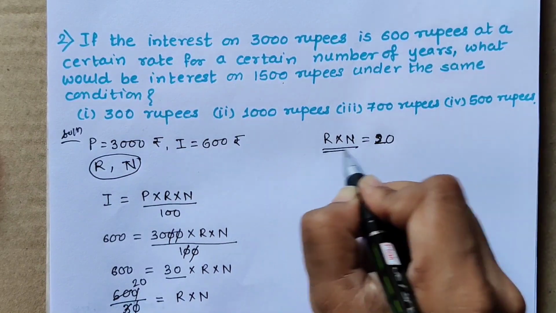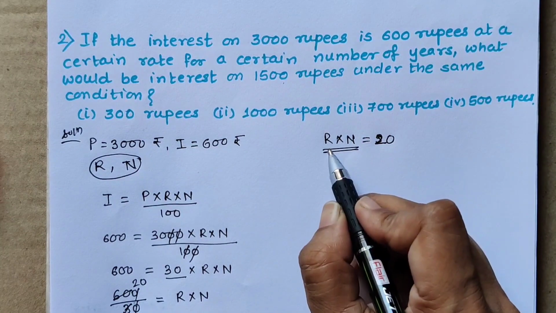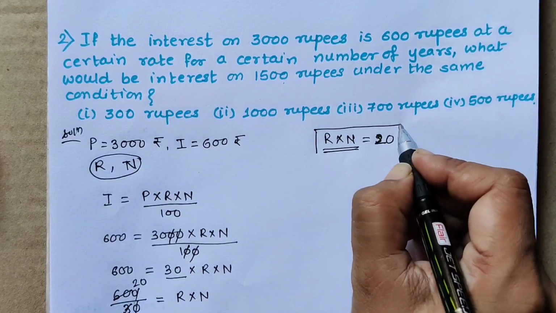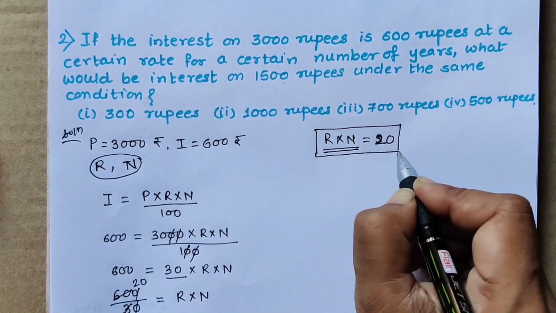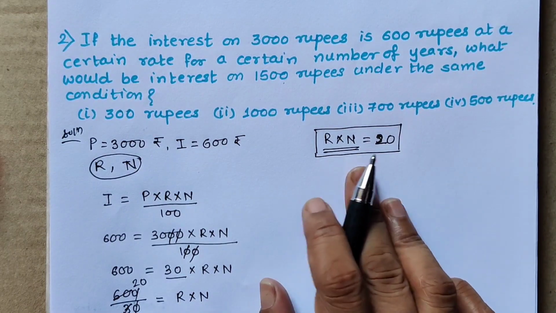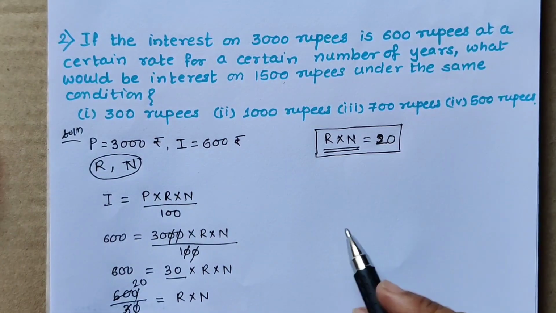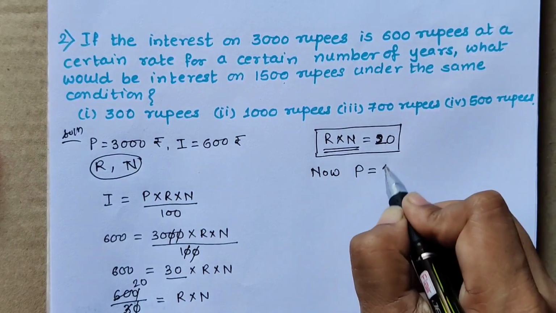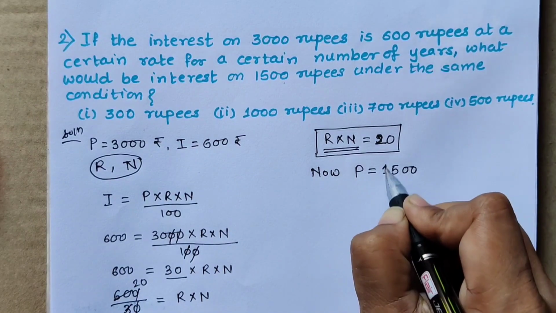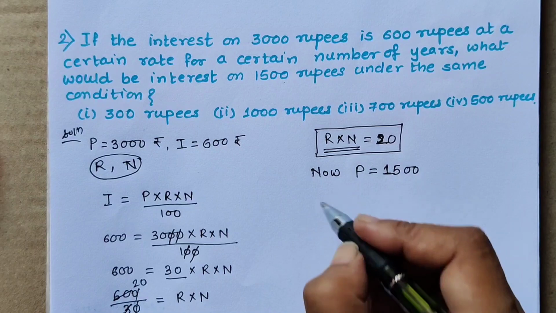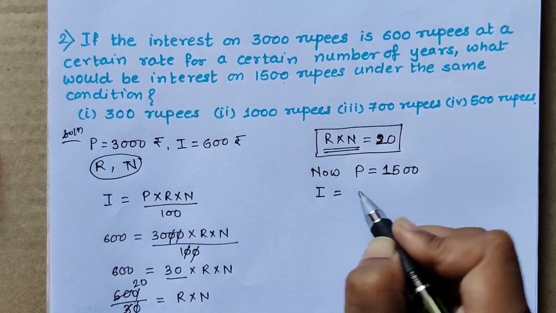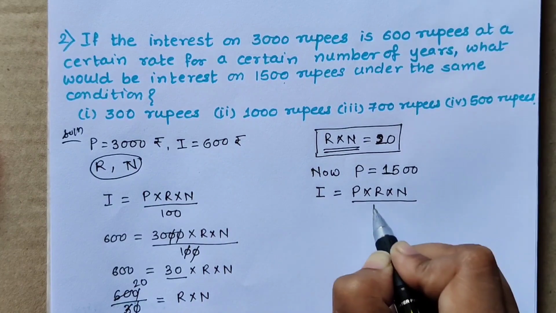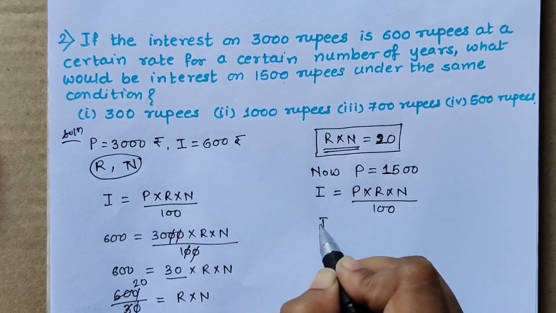R multiplied by N together, the value of this product, rate of interest into number of years, this together answer we are getting 20. Okay, we don't know the value of R and N for 1500 rupees also. So now the principal is 1500 rupees and we have to find the rate of interest. Again I will be using the same formula. I is equal to P into R into N upon 100. I we have to find out.